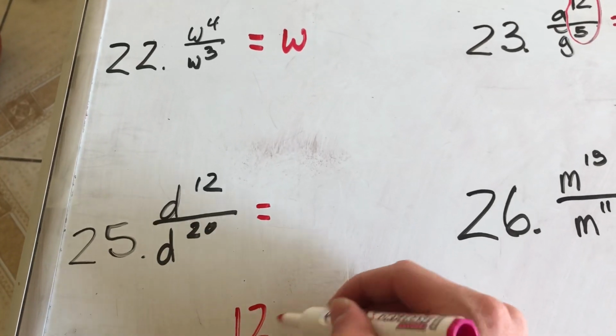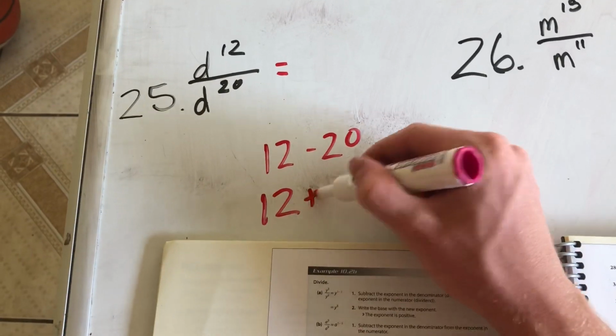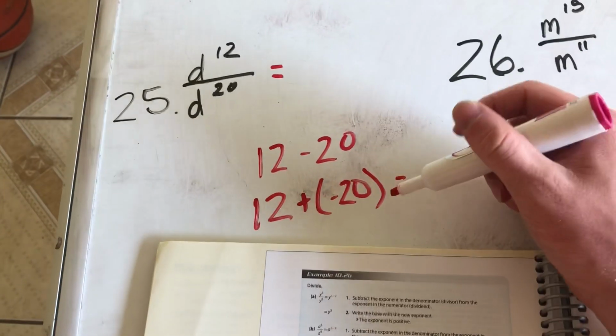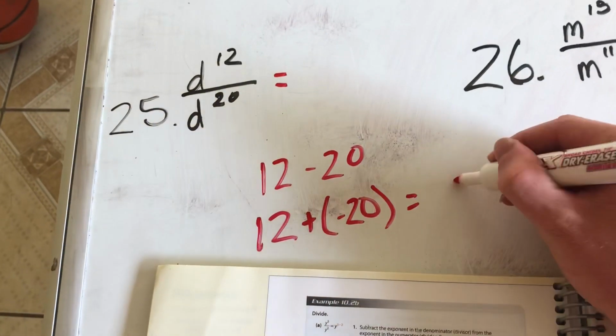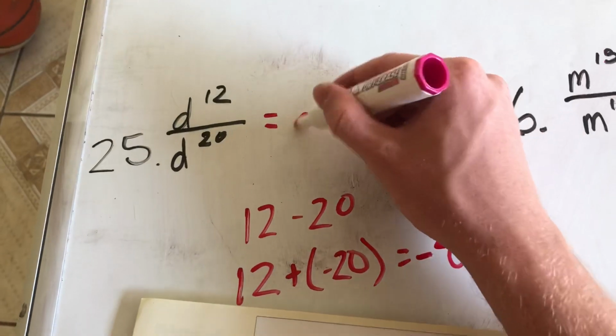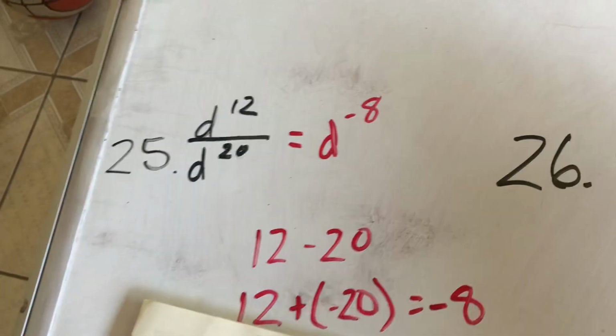I have 12 minus 20. I have to keep, change to a plus and flip. Same signs, add and keep. No, different signs, subtract. 20 minus 12 is 8. 20 is the higher number, negative. So I have D to the negative 8th power. All right, that's how we're going to do these.